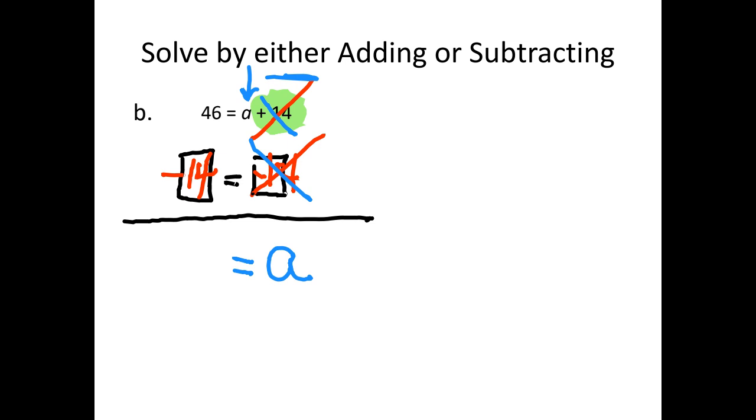And I have a negative 14. That is going down here, which means I'm subtracting. Positive 46, negative 14 is going to give me a positive 32. This is my answer.